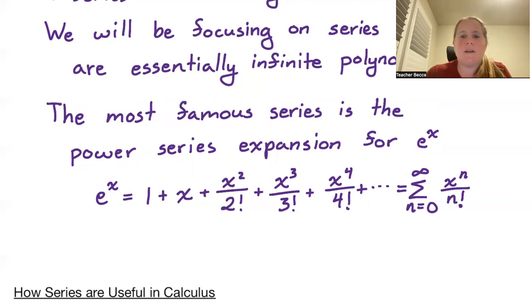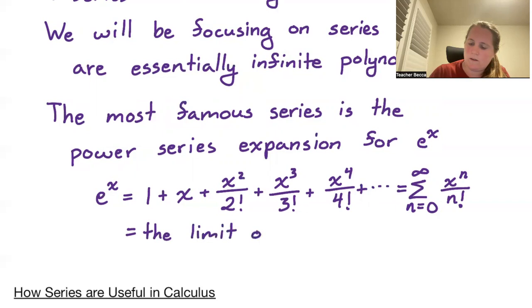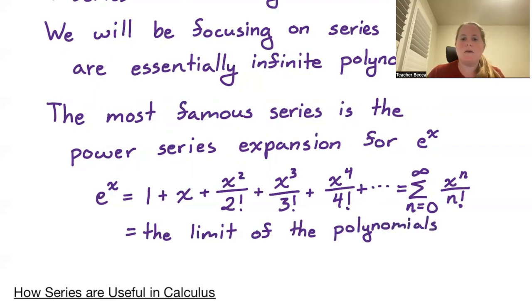Essentially, we view this as a limit of a bunch of partial sums that don't go on forever. So this is essentially the limit of the polynomials where we just stop at degree n.